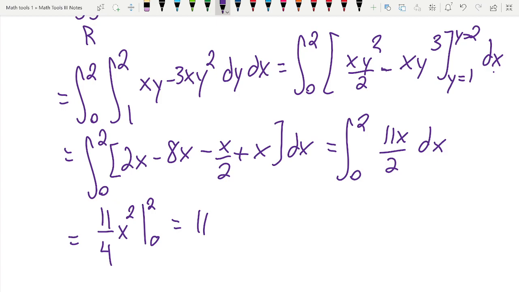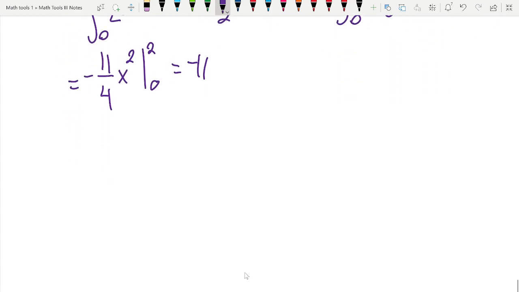It looks like I forgot a minus sign somewhere, right? This was supposed to be negative. Yeah. Okay. So we get negative 11 for that one. So, if you want more practice, you could try doing it the other way. Do it with x first, and then make sure you get the same answer.